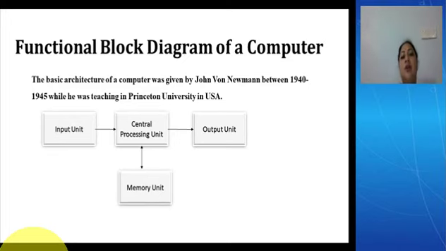The basic architecture of a computer was given by John von Neumann between 1940 to 45 while he was teaching in Princeton University, USA. And we see here in the block diagram that we have an input unit which sends the input to the central processing unit. The central processing unit and the memory unit have a bidirectional communication, so data and information may be exchanged between them. The central processing unit processes the input in the desired format and provides output using the output unit.